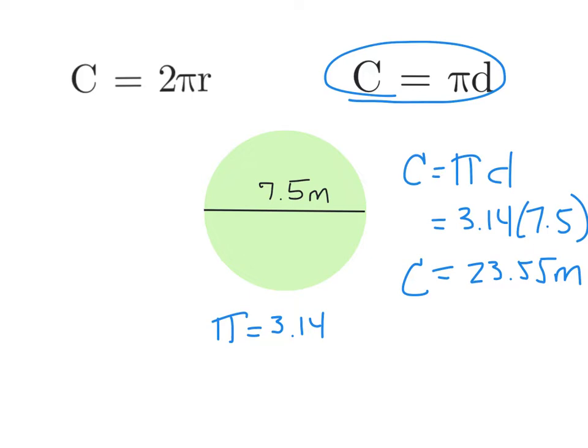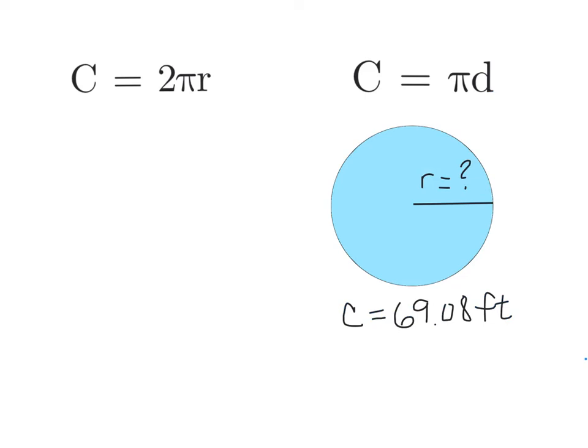Now, one thing about when you find circumference and area of a circle, it's not that exact answer. We usually write this symbol, which means it's an approximation. So my circumference is approximately 23.55 meters.